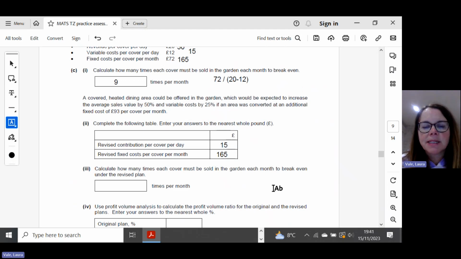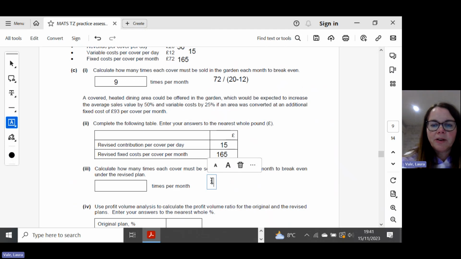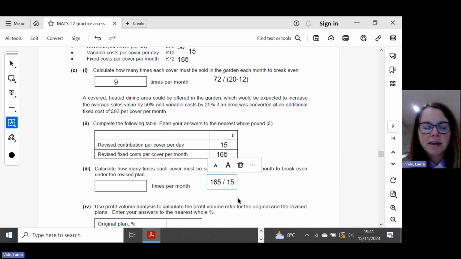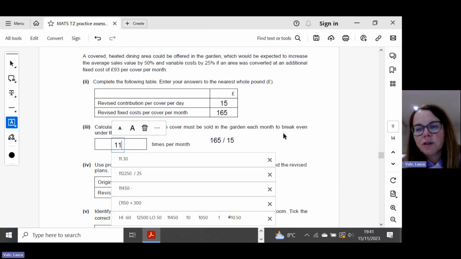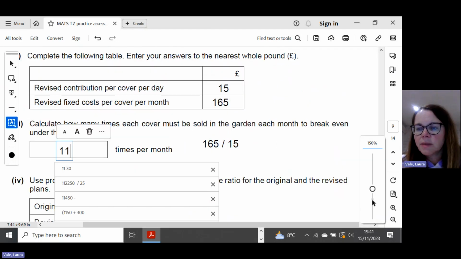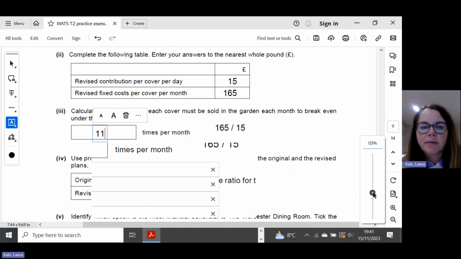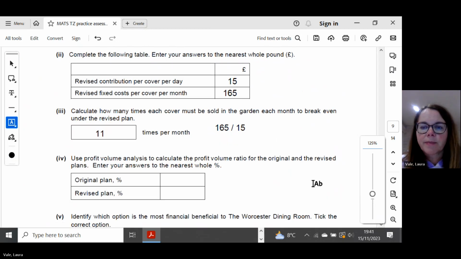How many times must each cover be sold in the garden now to make a break even? So we're now going to do the new fixed cost, 165, divide by the new contribution, which is 15. So 165 divided by 15 means I've now got to do 11. 11 per month to break even.